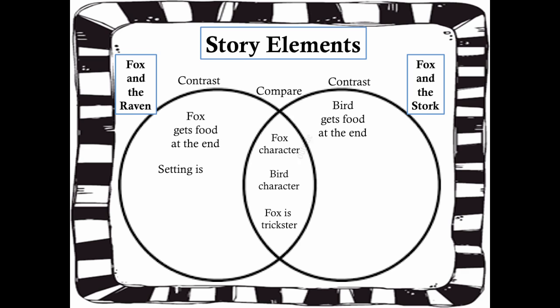Okay, what did you come up with? The setting in The Fox and the Raven is outside because there was a tree that the bird flew into. Now, the setting in The Fox and the Stork seemed to me like it was at the animals' homes because it said they invited them over for dinner. Now, that could have been outside. They weren't real specific, but they did have dishes and things like that. So it seems like maybe these animals live in a house. All right, let's try one more.